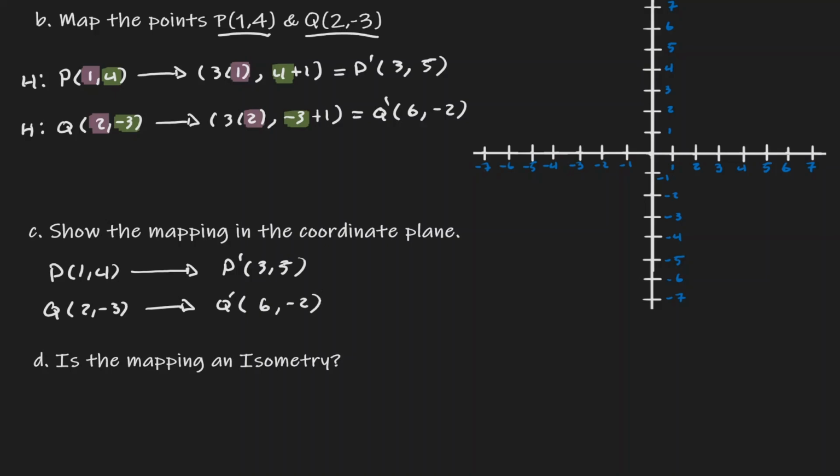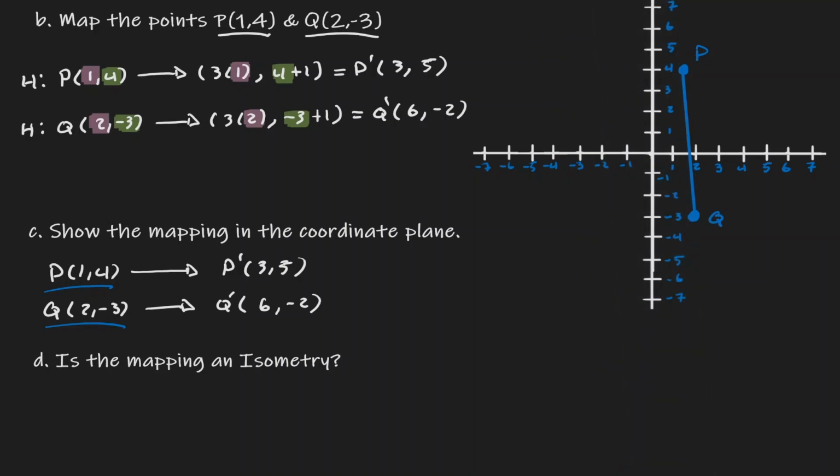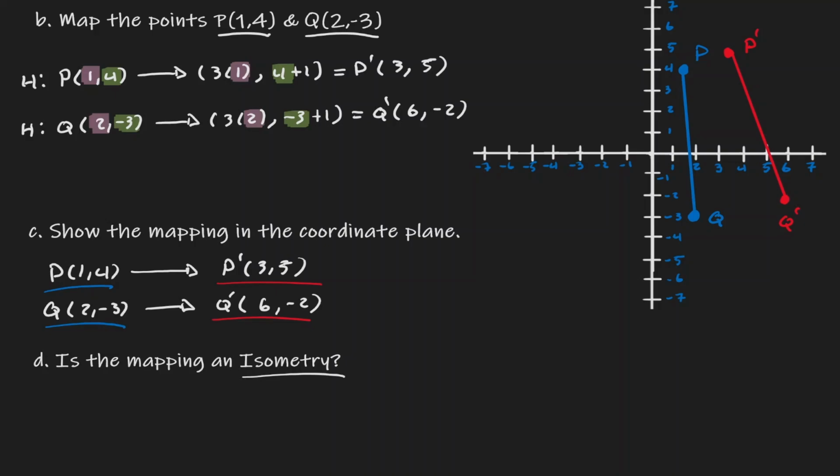Let's plot the pre-image points in blue. Let's connect them. Now let's map the image points. Now let's connect the coordinate points. Let's remind ourselves what the mapping was.